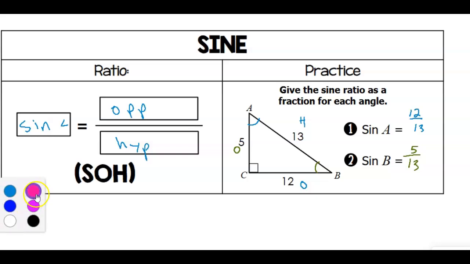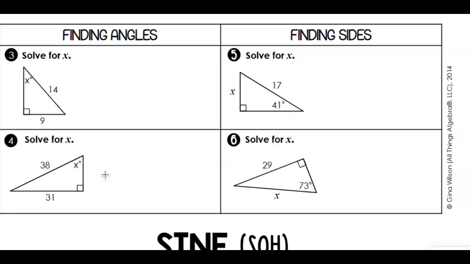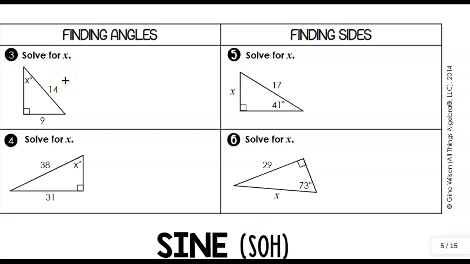Next, we're going to take a look at the examples on finding angles and finding sides using sine. Finding angles, we have our reference angle x. We have 9 is opposite of our reference angle. 14 is our hypotenuse. The next step is to identify the trig function. So if we look at SOHCAHTOA, S-O-H, that means we have sine of angle x is equal to 9 over 14.